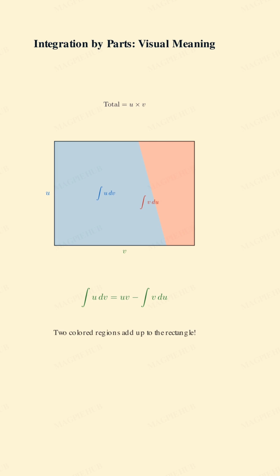Here is a beautiful geometric interpretation. Think of u times v as the total area of a rectangle with sides u and v. This total area can be split into two parts, the integral of u dv, shown in blue, and the integral of v du, shown in red. Since the two parts together make the whole rectangle, we get integral of u dv equals uv minus integral of v du. This visual helps you remember the formula.